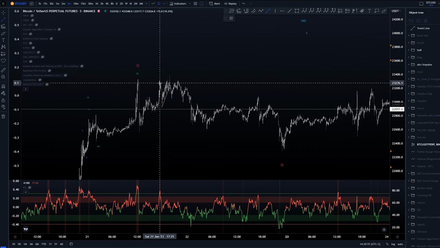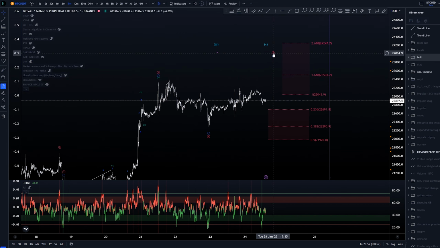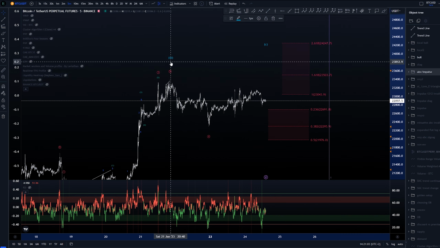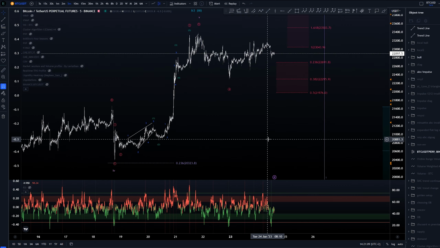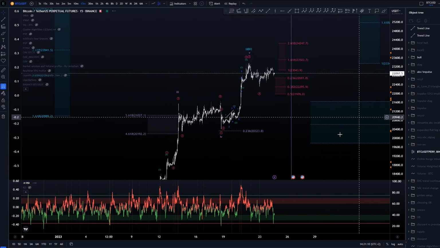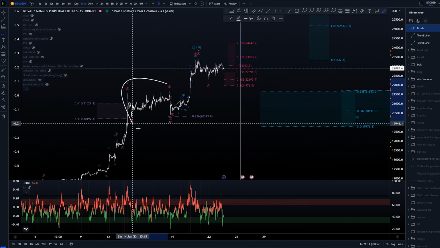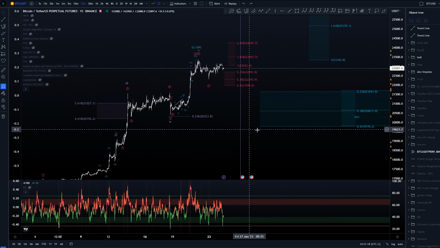Again, not really pretty, but this is the only way we could be actually ending the whole count here. So this would be fifth of micro, fifth of sub minuet, third of minuet, or the C wave. And then we would most likely be consolidating here sideways for more than we had here on this substructure, which would be the fourth of sub minuet.